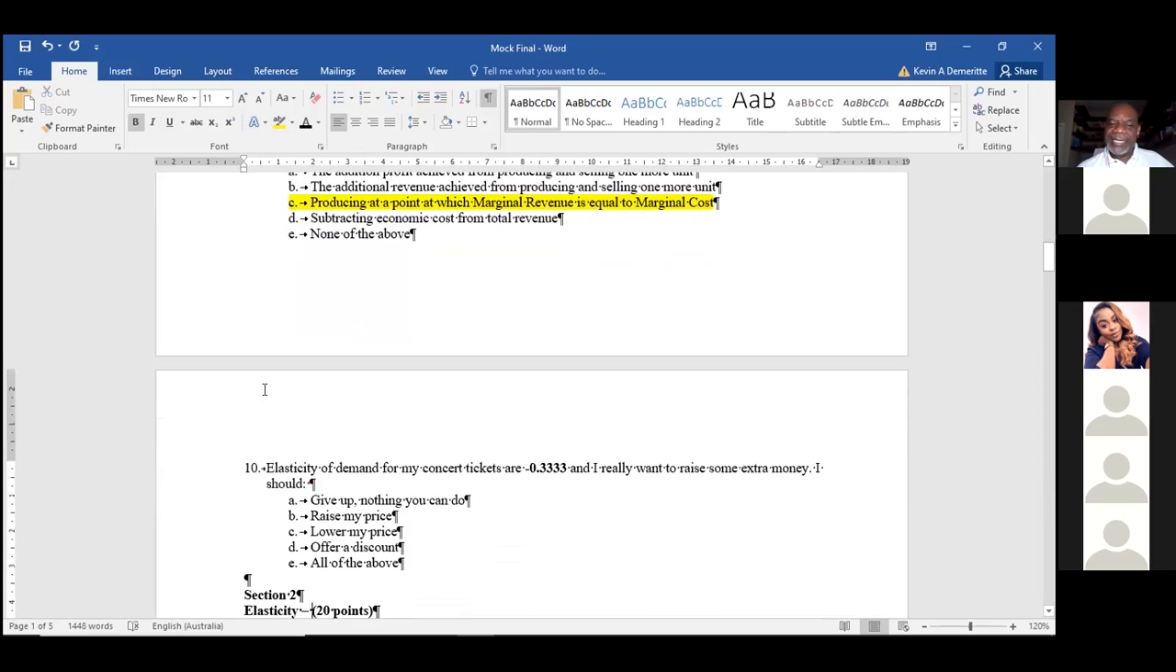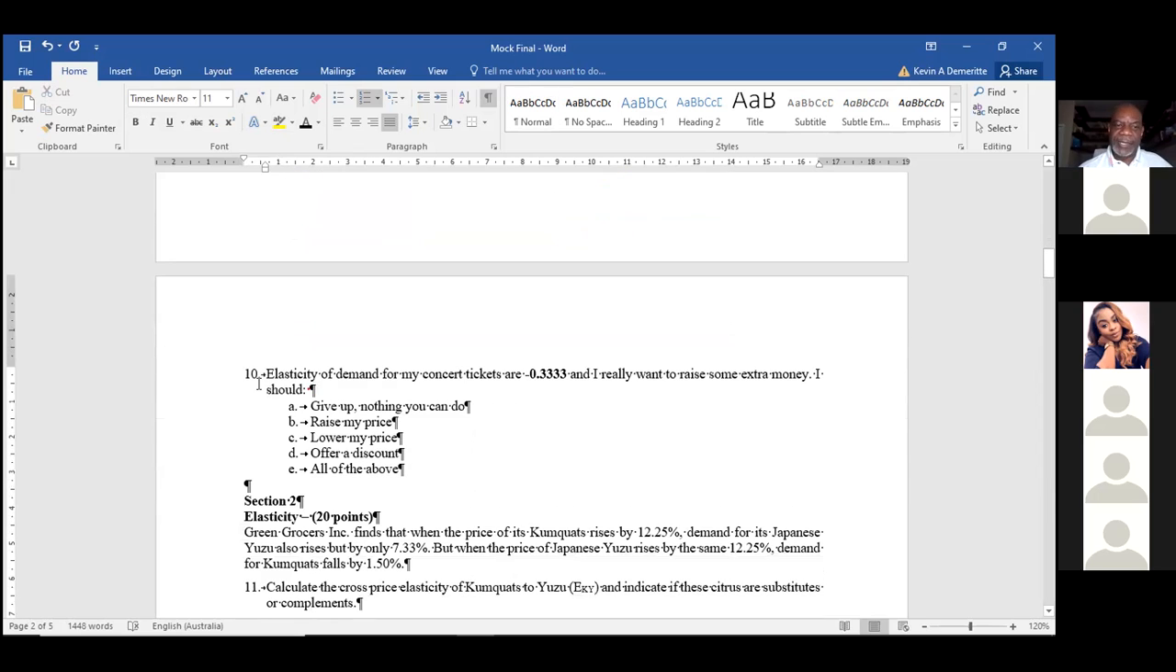All right, and question 10, which I think is also a giveaway. You have an elasticity of negative 0.33333. Because it's elasticity of demand, we can ignore the negative sign. So the question is, is this demand elastic, inelastic, or unitary? Inelastic. Because it's less than 1. We're ignoring the negative sign. Fine.